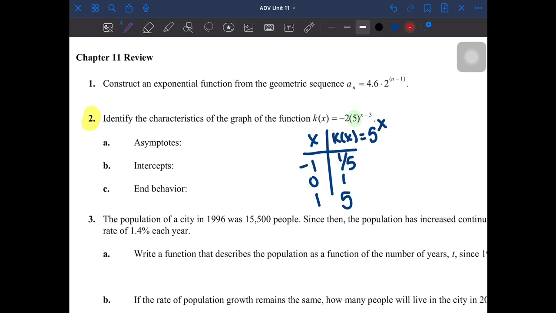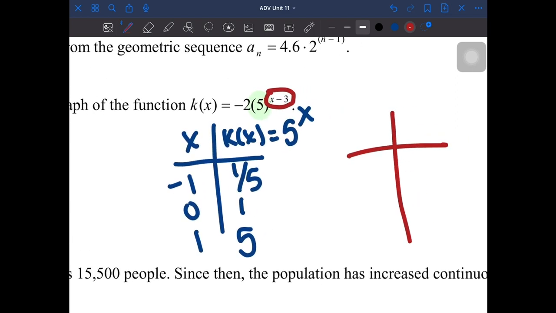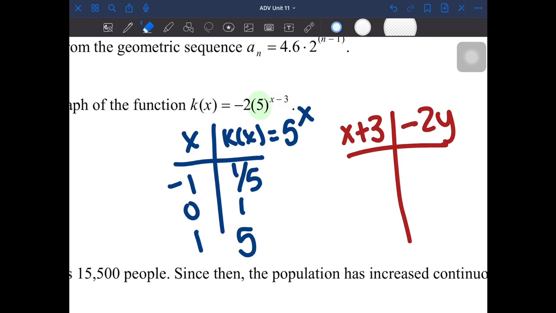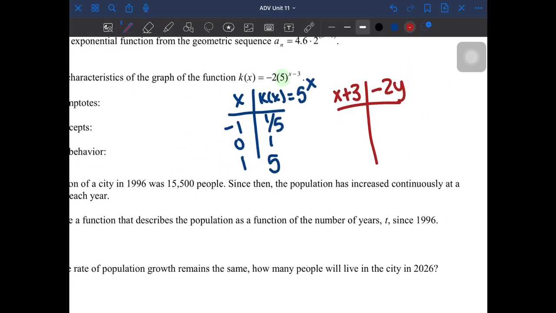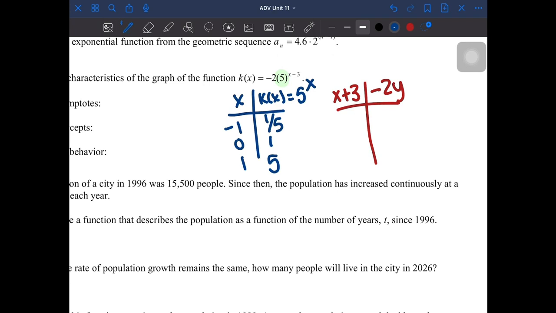Now I'm going to do the transformations, okay? So I noticed right here, this is telling me that x is going to the right 3. And if I come over here, I see that there's going to be a reflection, and it's going to be a negative 2y. So that is now going to be my transformed function, okay? Oh, and please don't forget when you're doing these, the asymptote for any exponential function is going to be y equals 0. Okay, that's our asymptote.